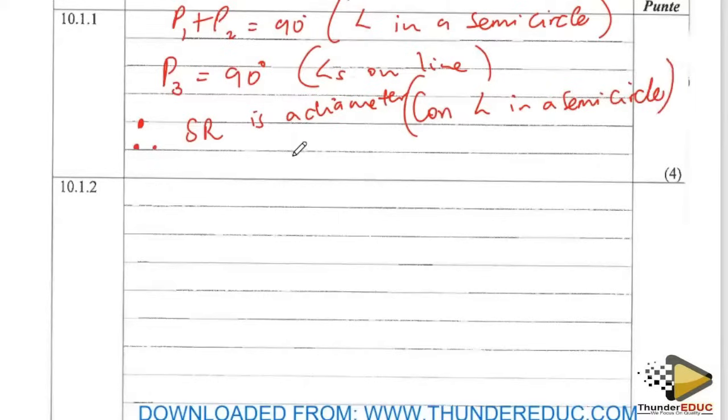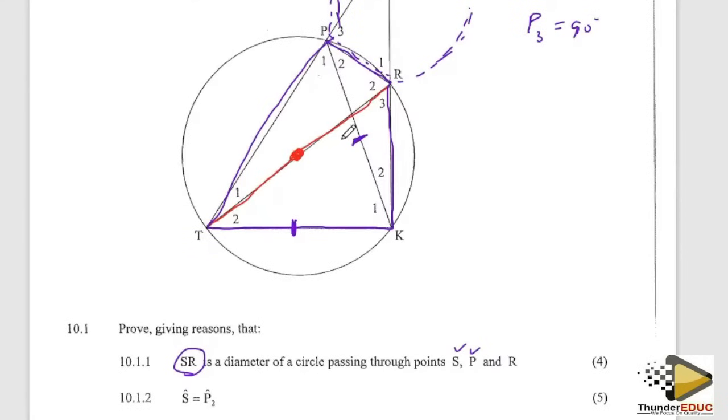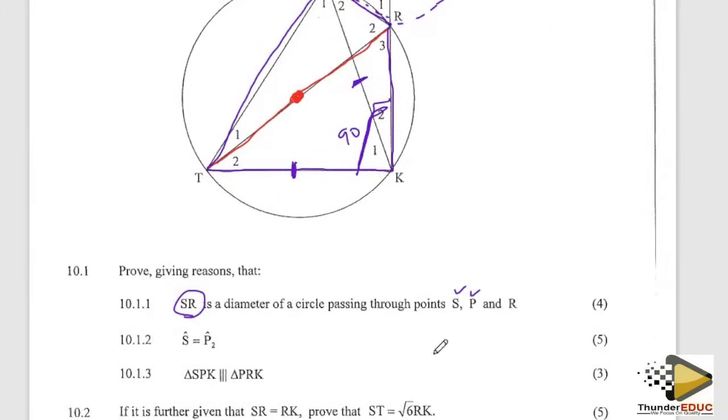That is one approach. The other approach was for someone who cut this K1 and K2 and then that 90. And if that's a 90, which means P3 is also a 90 because of the exterior angle of the cyclic chord. And then you draw the same conclusion. Then 10.1.2, they want us to prove.